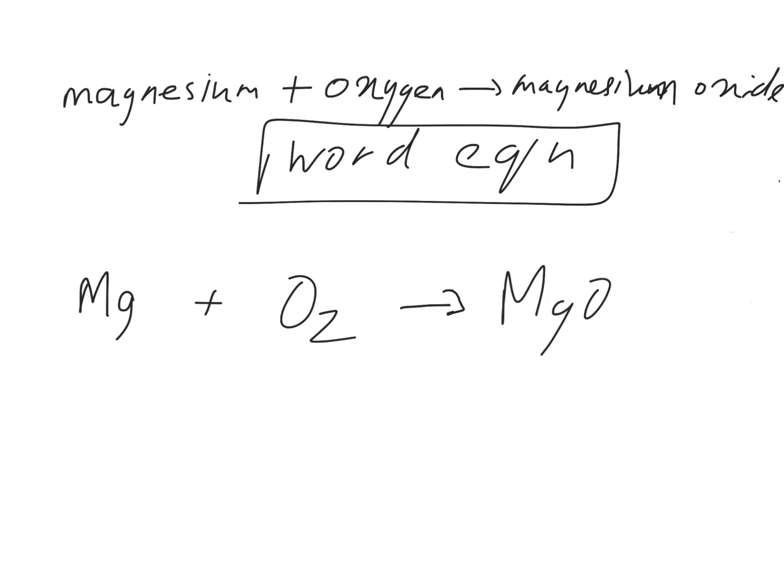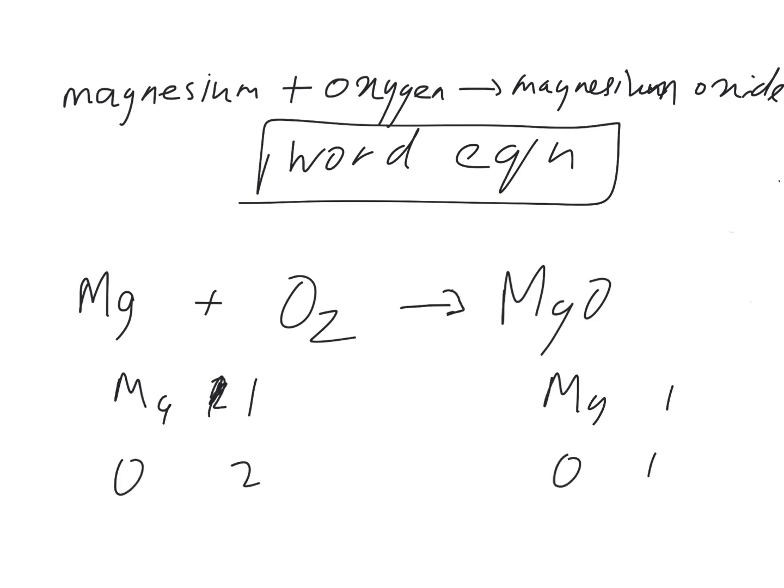The next thing we've got to do is actually balance out the amounts on each side. You'll notice that there's a bit of an imbalance at the moment. There's one magnesium on this side. There's one oxygen on this side, but on the other side we have magnesium, there's one of them, but the oxygens, there's two of them.